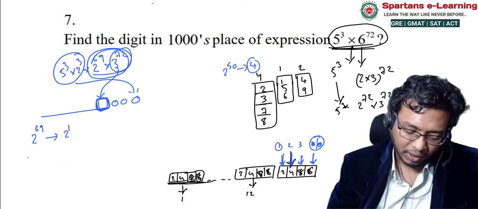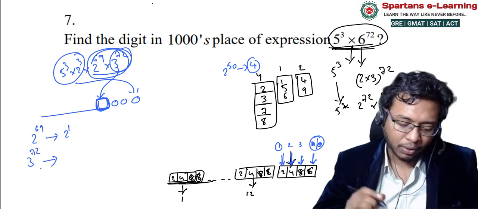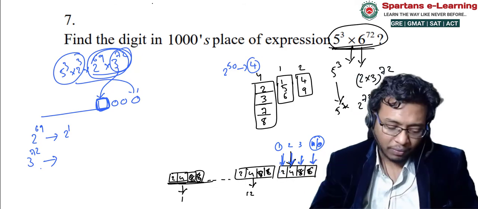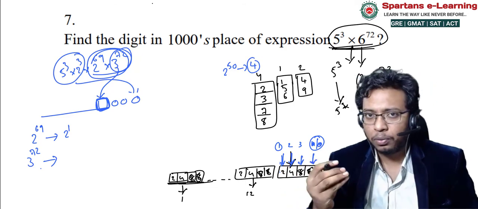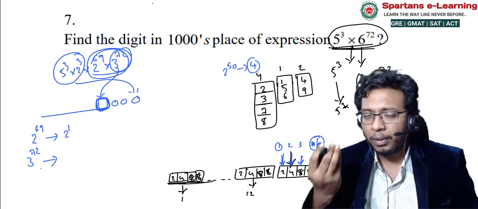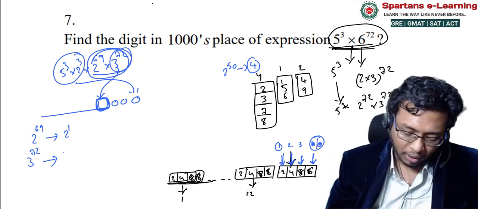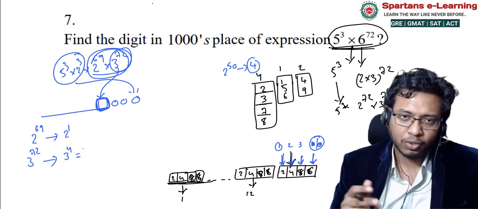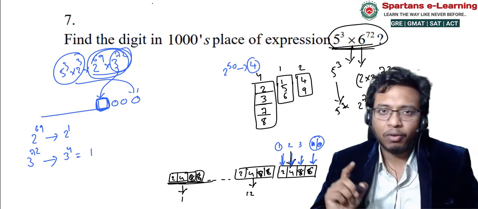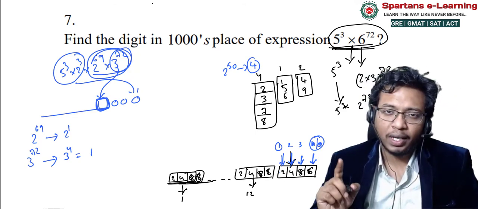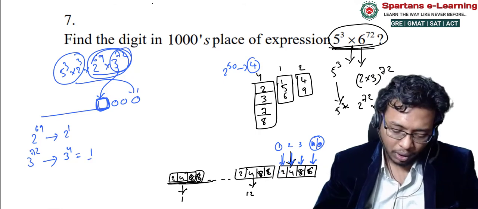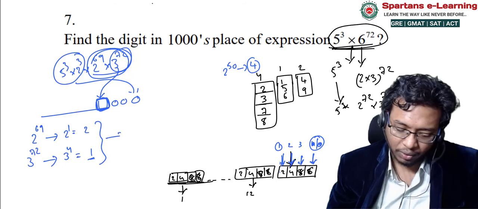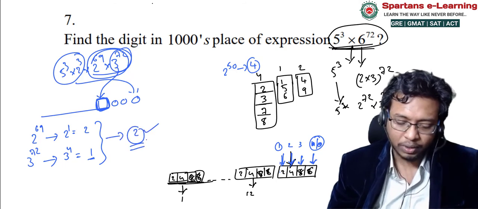Now 3 power 72. What is the units digit of 3 power 72? I told you cyclicity of 3 is 4. So divide 72 by 4. 72 is exactly divisible by 4. That means remainder is 0. Whenever remainder is 0, you have to take power of 4. That means your last digit will be 3 power 4's last digit. 3 cube is 27, so this will be 1. 3 power 4 is nothing but 27 into 3, 81. So from 81 you take 1, the last digit. From 2 power 1 means 2. So this and this multiplied together will give you 2. So answer for this question will be 2.